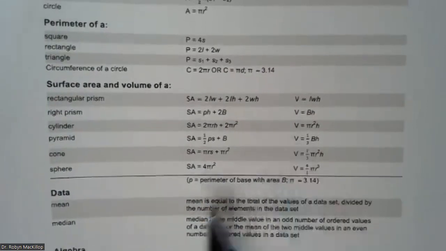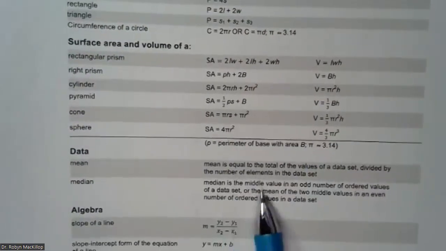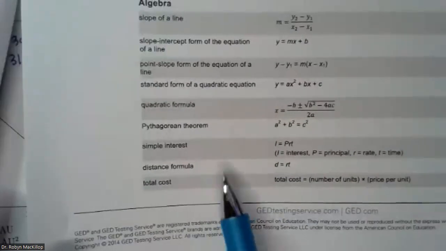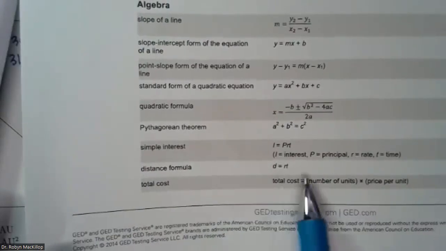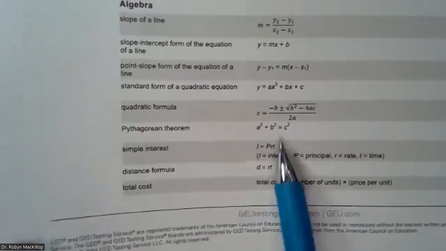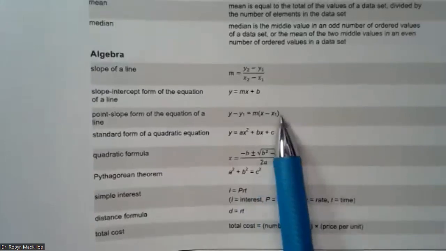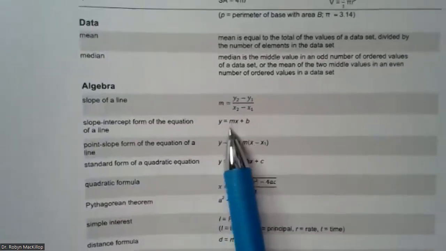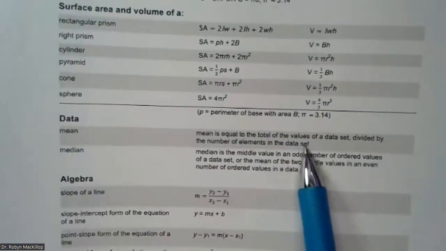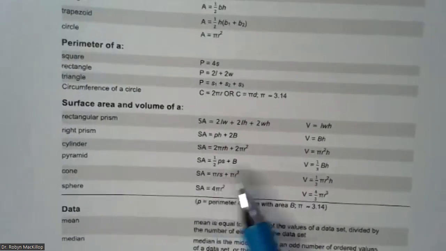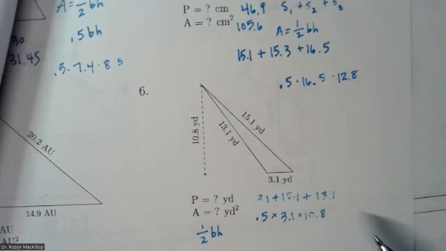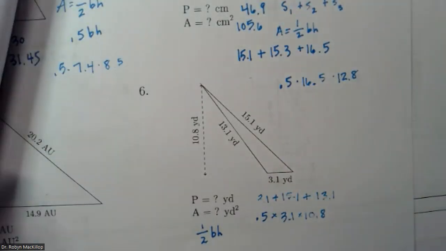Not so much this stuff, but certainly mean, median will show up in social studies and science. Oh, and then at the very bottom, interest, distance, total cost, those will show up in social studies and science. This stuff is definitely all math. That's the only place you'll get it. This is the important one for slope. This one shows up on all 3 tests, just not language arts. Surface area, volume, perimeter, area. So you'll always have that available no matter what.